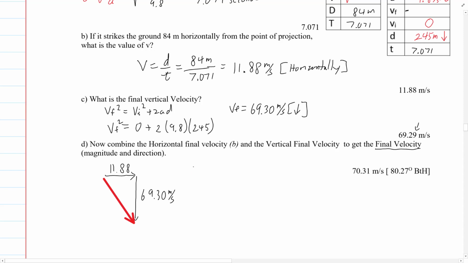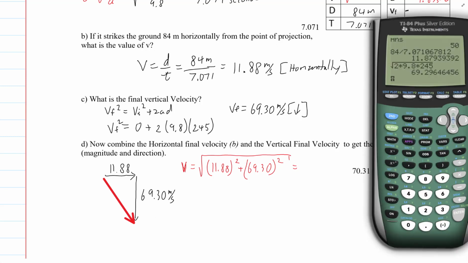And so Pythagoras, the resultant vector v is going to equal the square root of 11.88 squared plus 69.30 squared. And Mr. Calculator has those numbers there, so I'll just use them. Square root of that number squared plus that number squared. I'm keeping, looks like 9 or 10 sig figs. I get V, the magnitude, is going to be 70.31 meters per second. And now I need this angle, and to put it there.